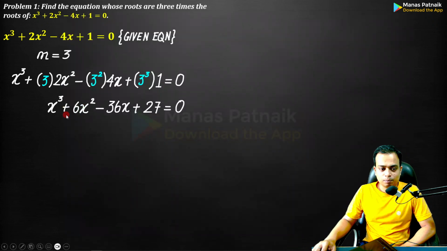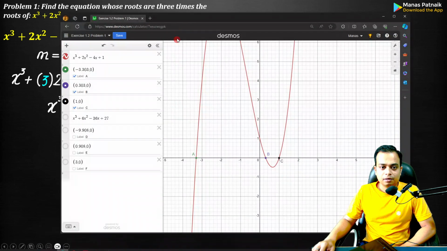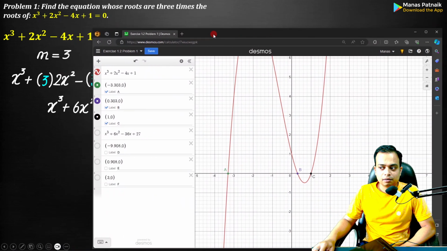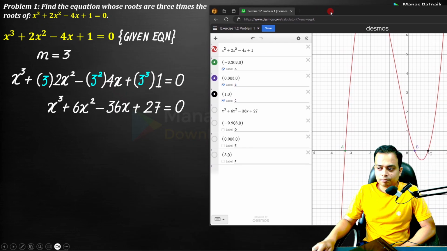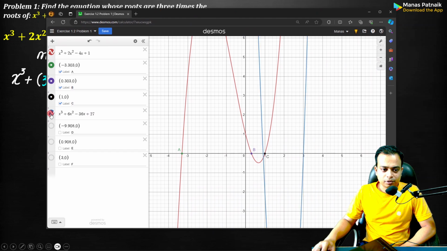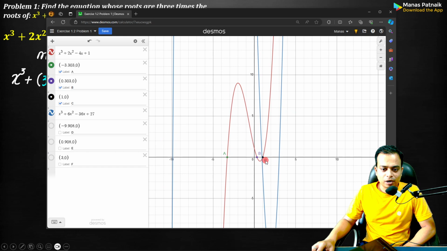This is going to be our transformed equation: x cube plus 6x square minus 36x. Let me just show that to you. Here it is: x cube plus 6x square minus 36x plus 27 is equal to 0. And if I switch it on, you'll see that it is intersecting the x-axis at 3 different locations. Let me mark the first as D.